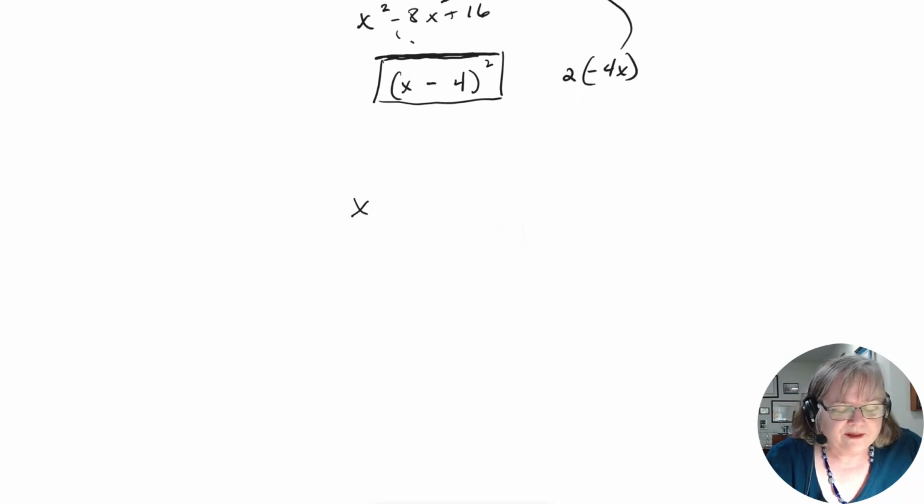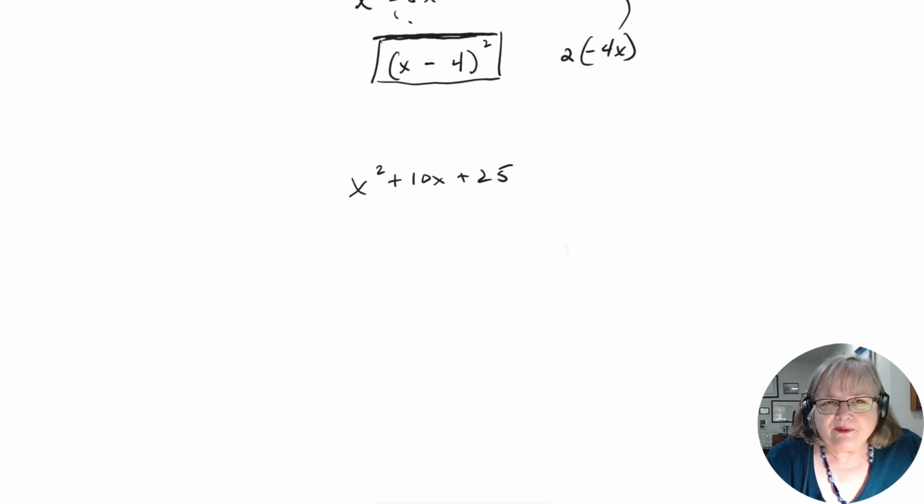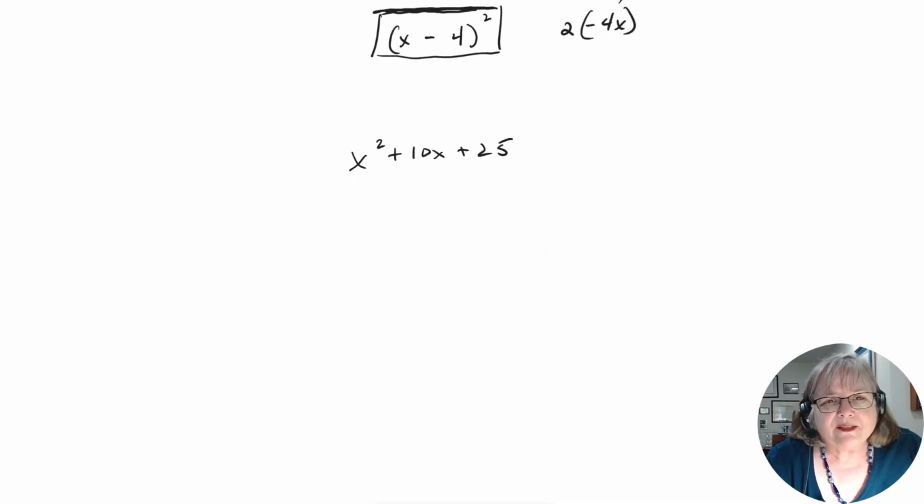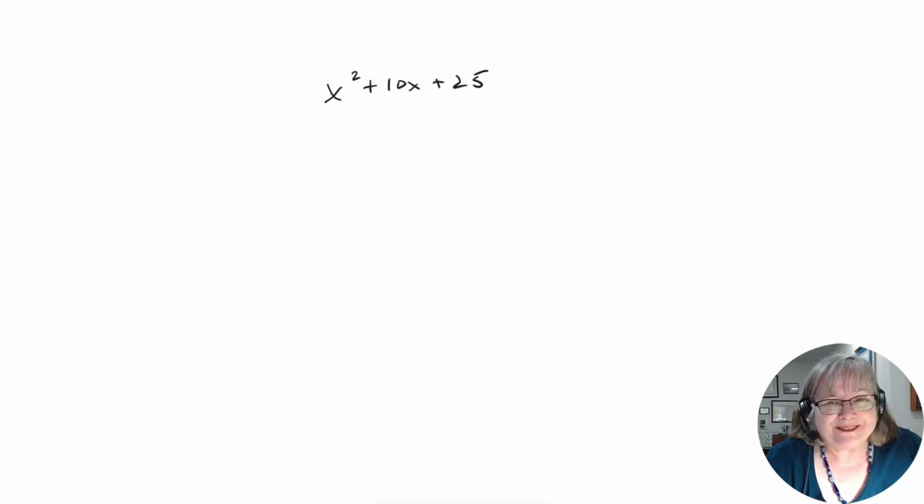Let's do another one. x squared plus 10x plus 25. Feel free to stop the video anytime you want to, so you can try these, see how you're doing, and then restart it. And don't forget there's practice problems. There's a link to the practice problems in the description so that you can practice. These actually, I think, are kind of relaxing to do.